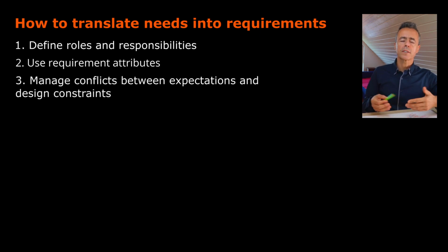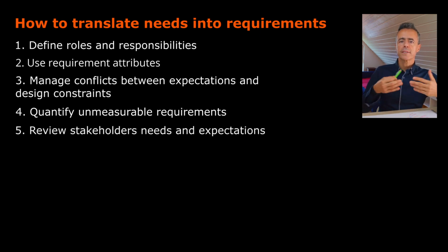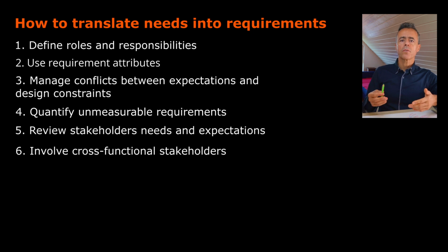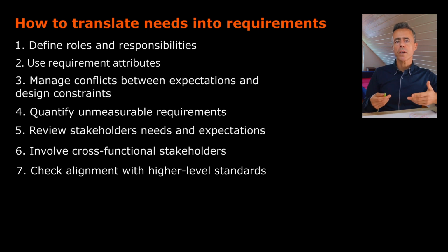Capture and maintain conflicts between stakeholders' expectations, for example, cost versus performance versus maintainability, and design constraints. Quantify unmeasurable requirements with measurable attributes. Review stakeholders' needs and expectations for completeness and consistency before converting them into requirements. In the reviews, involve cross-functional stakeholders like quality, manufacturing, service, cybersecurity, marketing, etc. Check alignment with higher-level standards and regulation like ISO 26262.